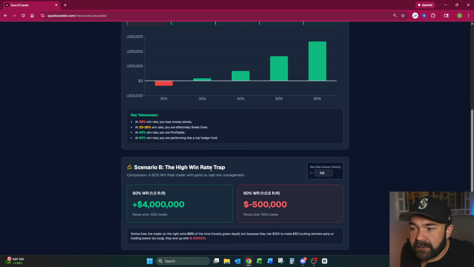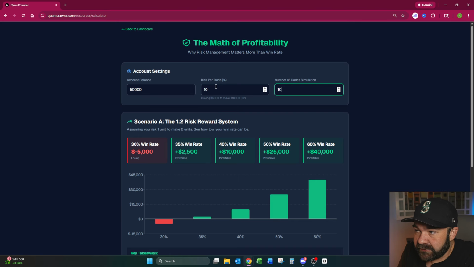Then down here, the high win rate trap. Someone says they have a 65% win rate, but they don't use a risk to reward, and they just target a 1 to 1. After 1,000 trades, they're going to make $1 million. After 60% win rate with a 1 to 2, they're going to make $4 million. Obviously, make this more realistic.